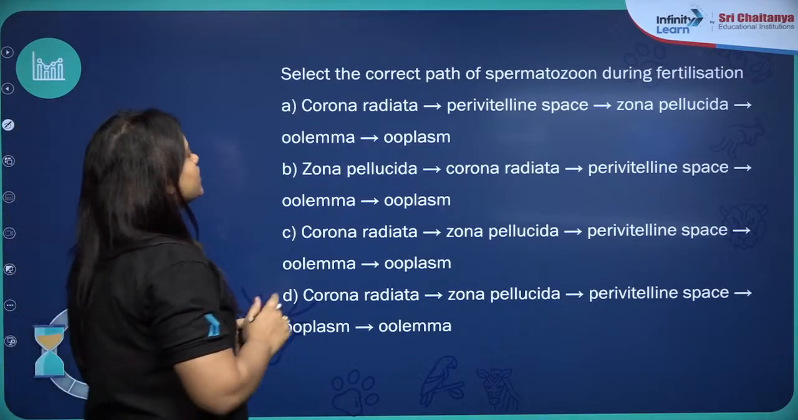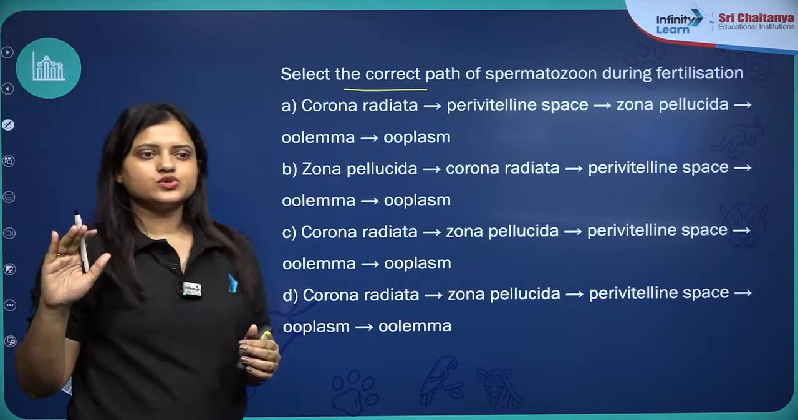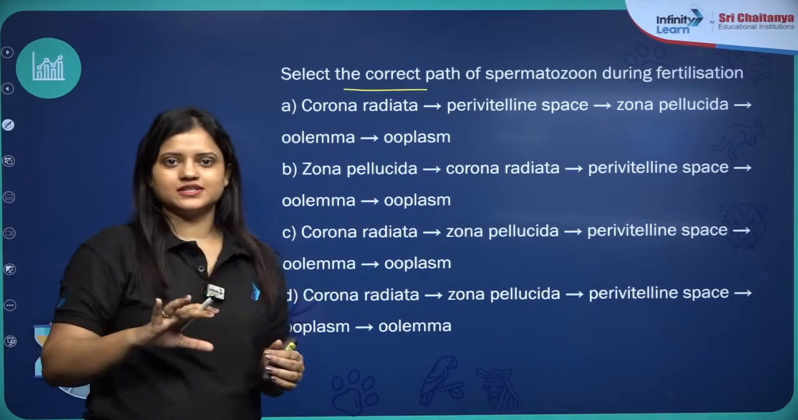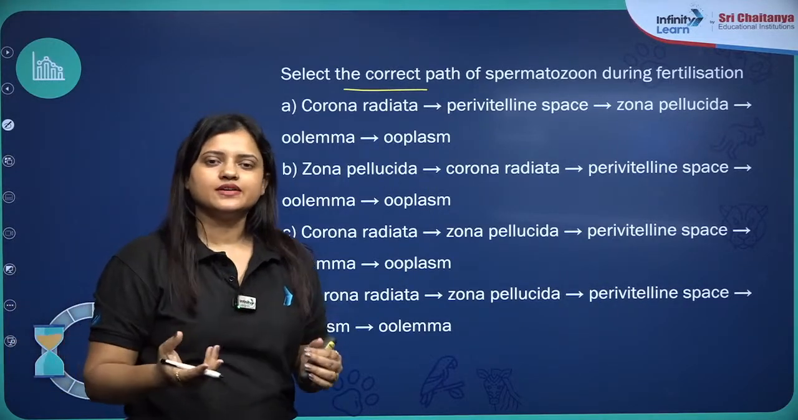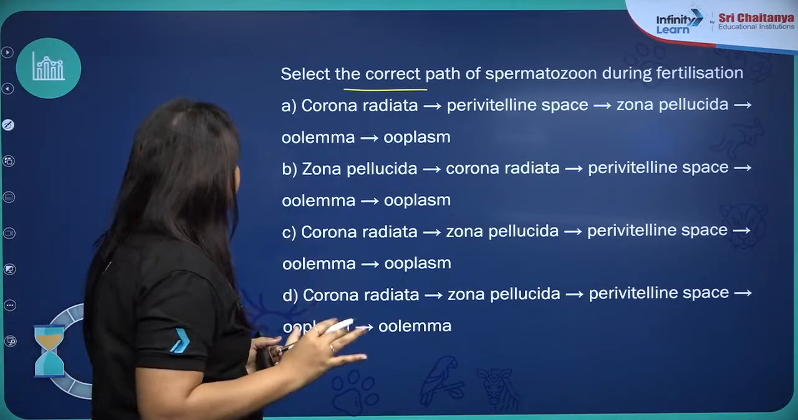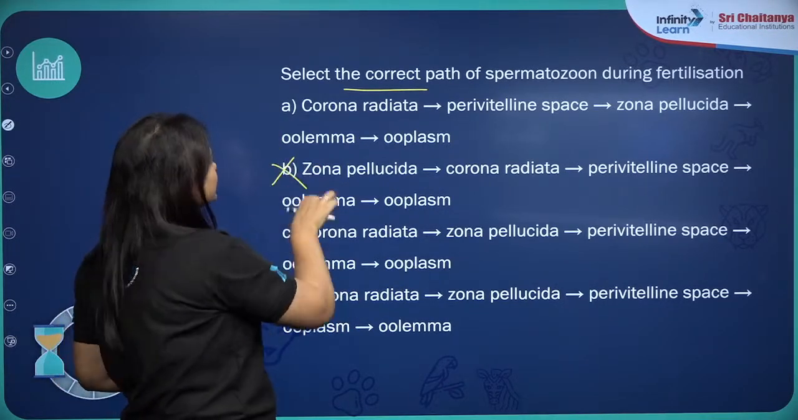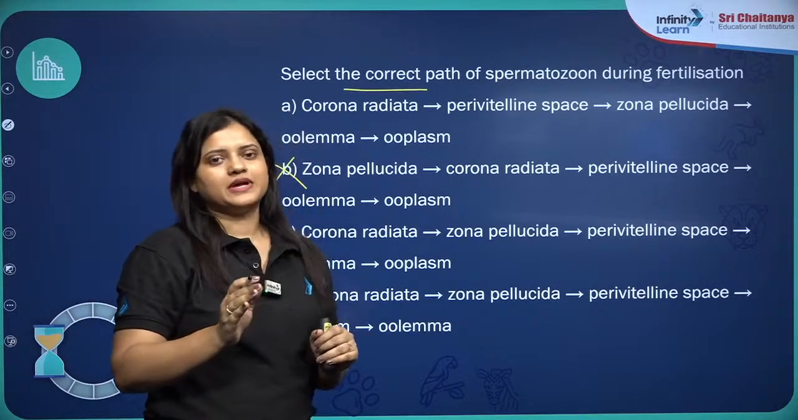Select the correct path of spermatozoan during fertilization. So spermatozoa or sperm will be entering the ova from outside. So the outermost layer should be the elongated cellular layer which we call corona radiata. So सबसे पहले आना चाहिए corona radiata, तो B तो नहीं होगा. Corona radiata के पहले आता है zona pellucida.